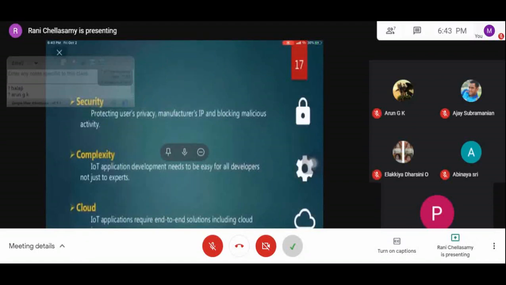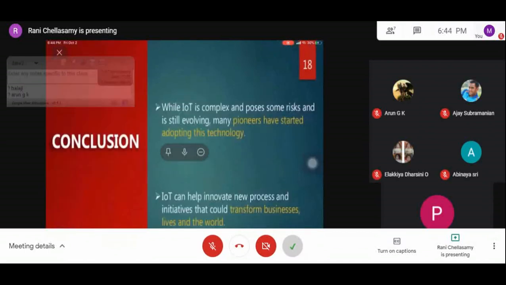And the complexity. Developing IoT applications needs to be easy for all developers, not just for experts. And cloud: IoT applications require end-to-end solutions, including cloud services also. So these are some of the challenges in developing IoT applications.